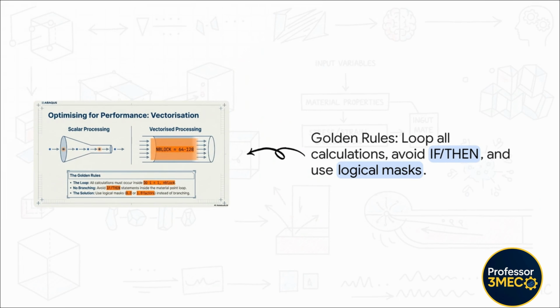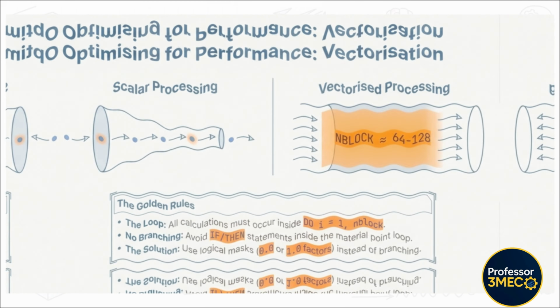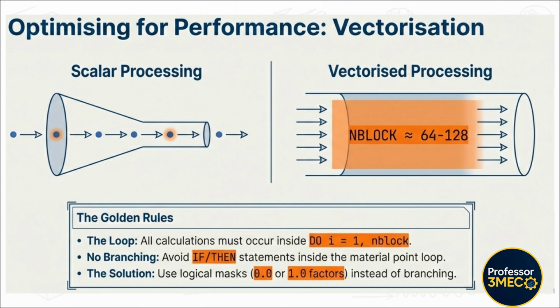And that brings us to the 3 golden rules of vectorization. You gotta live by these. First, everything happens inside the main loop that goes over that block of material points. Second, and this is the big one, you have to avoid branching with if/then statements. They just kill parallelism. The solution? That's our 3rd rule. Use logical masks. Simple 0 or 1 factors to control your logic without ever stopping the flow.